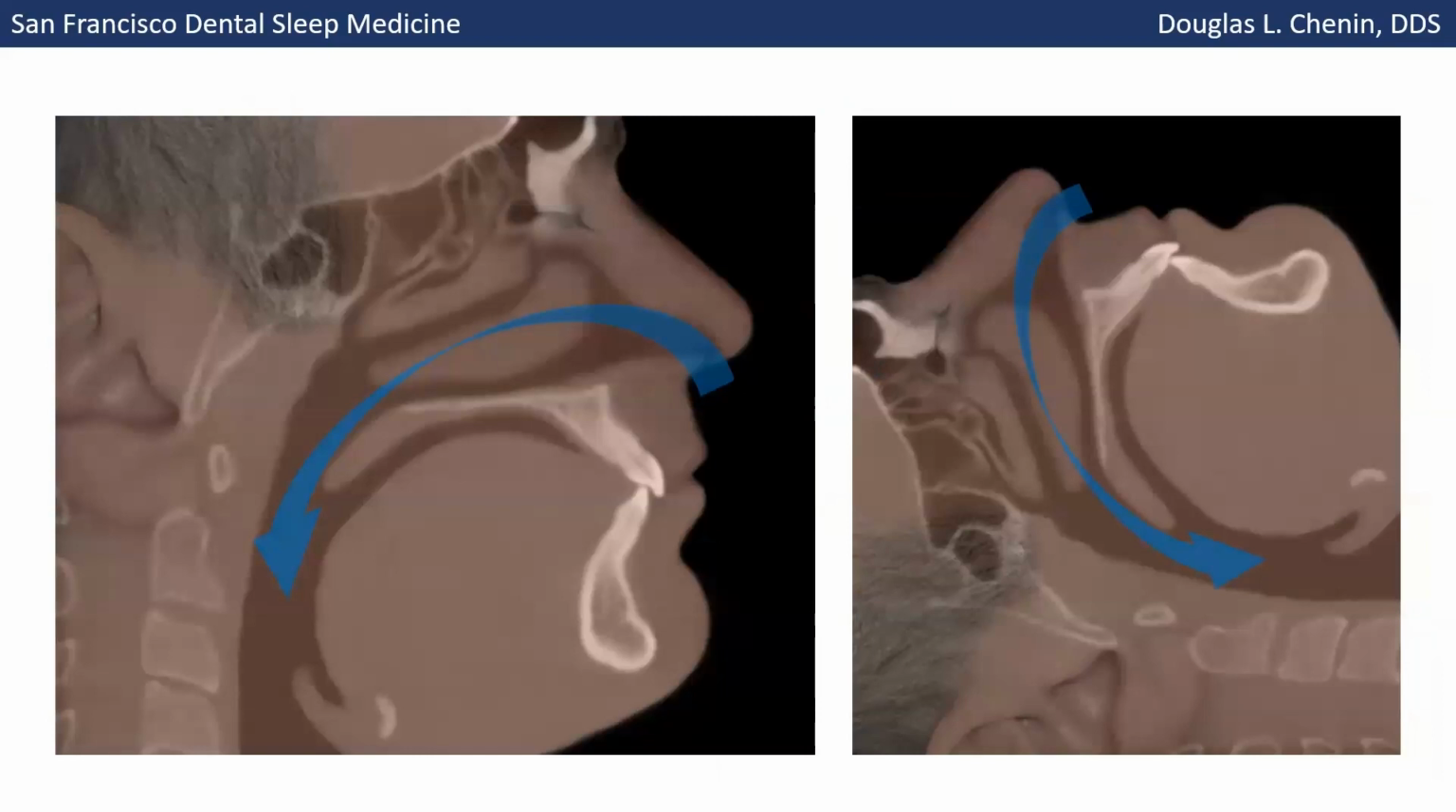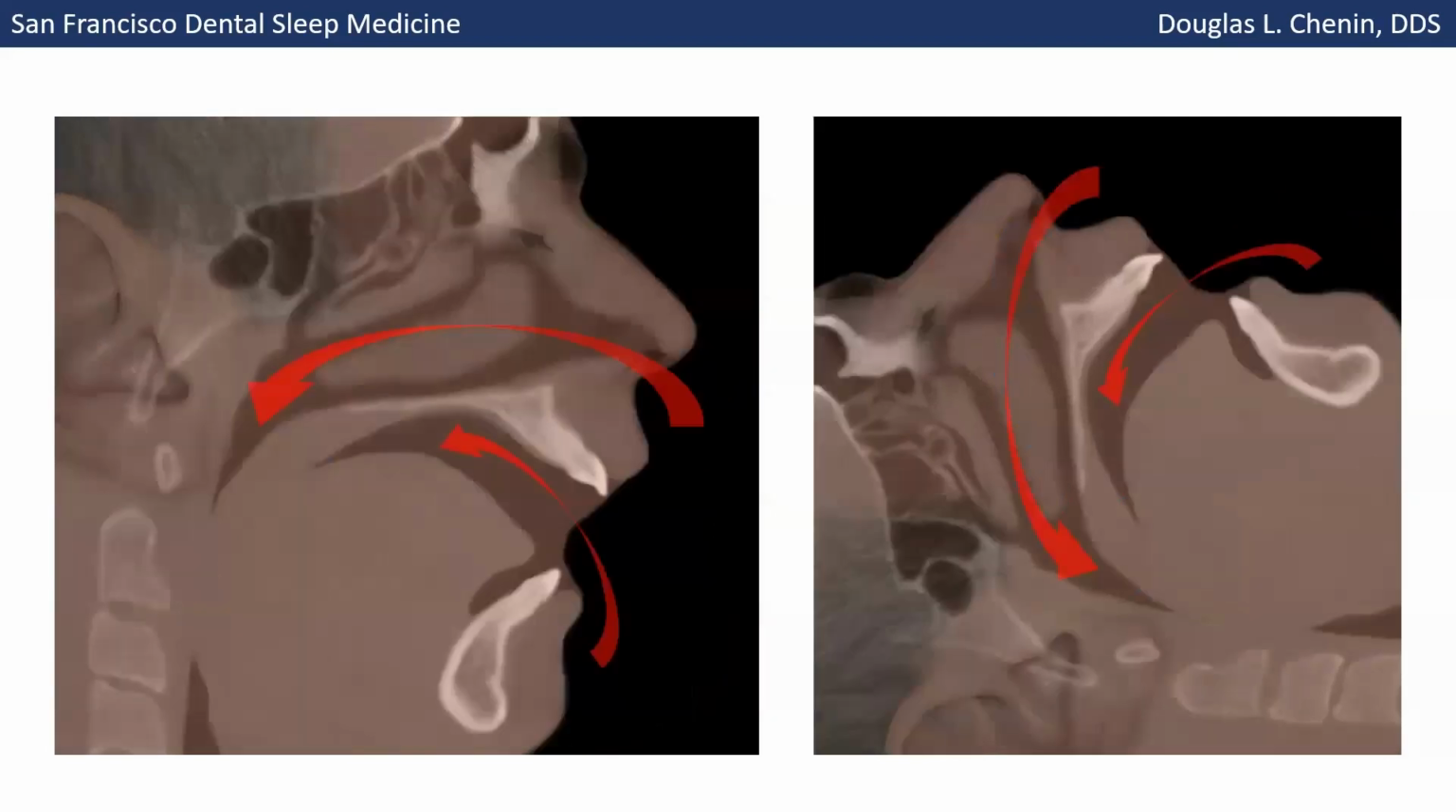Here is that same kind of cartoon image. This is actually myself. I just took a lateral picture of myself and overlaid it onto my cone beam to make a cool looking image. And then on the right side, I rotated it. So you can see in a healthy breath, we're breathing through our nose and the air is going behind the tongue, behind the soft palate, and the mandible would be stable and closed and everything would be stable.